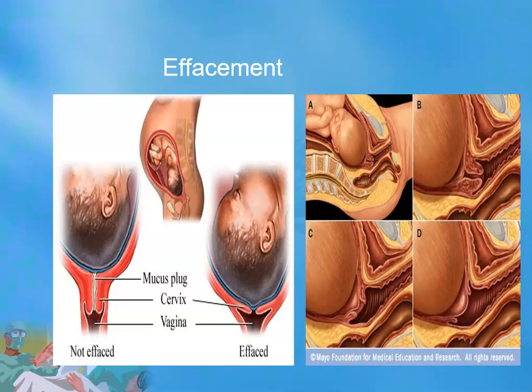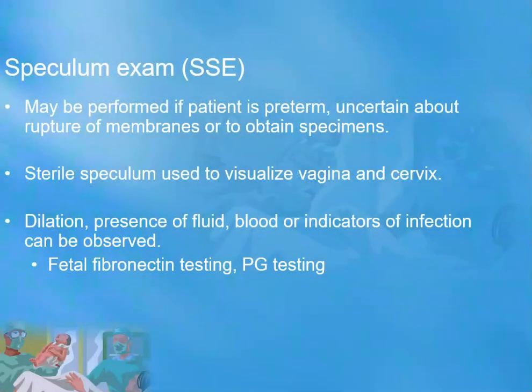Again, effacement: in the left diagram, the cervix is not effaced. You can see how long and thick it is. And then in the effaced one, you can see it shortens all the way almost up to the baby's head. It shortens and it thins out. As it thins out, it makes it easier for the cervix to open and dilate. And that's all part of progression of labor.